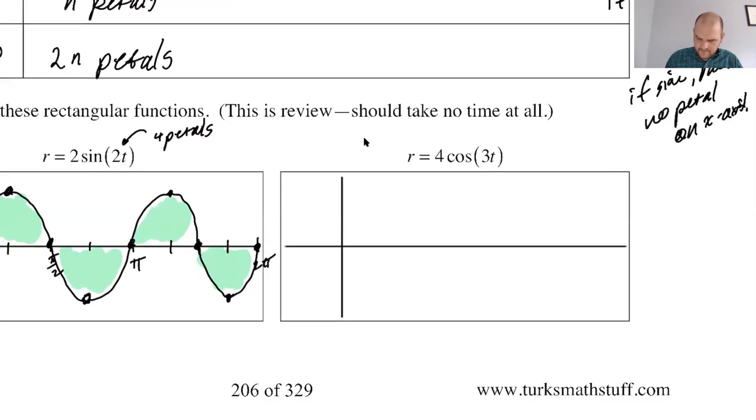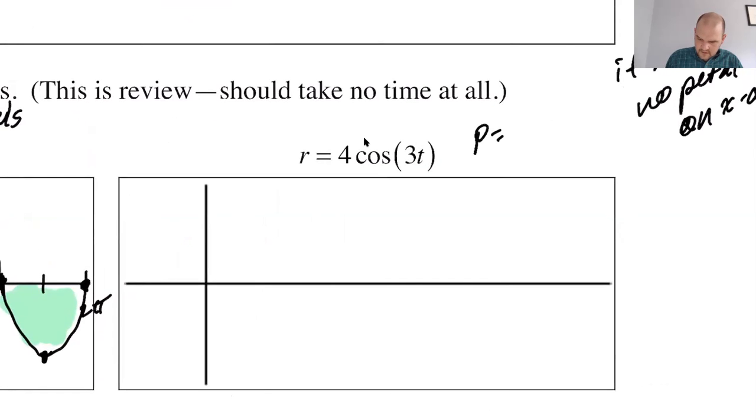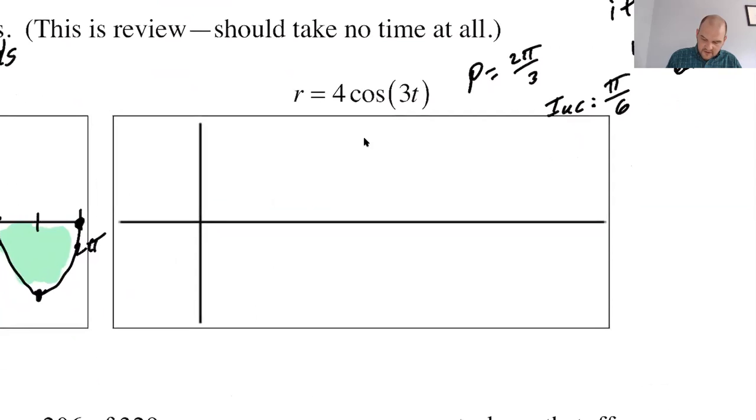Let's take a look at this one. Period, 2 pi over 3, increment, so 2 pi over 3 over 4, 2 pi over 12, pi over 6. All right, so I know that there should be 3 petals. So let's see what we need to make that happen. So 2 pi over 3, and if I start graphing, so it's positive cosine, so it starts at a max here.